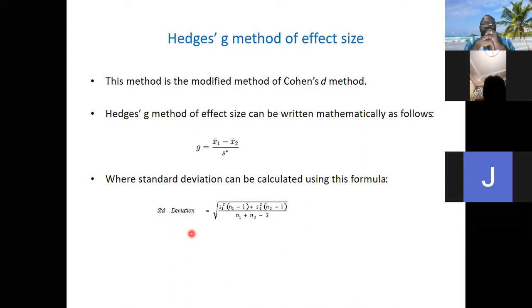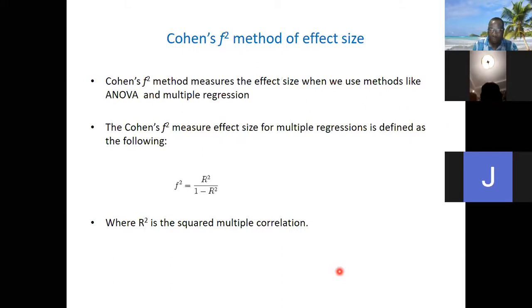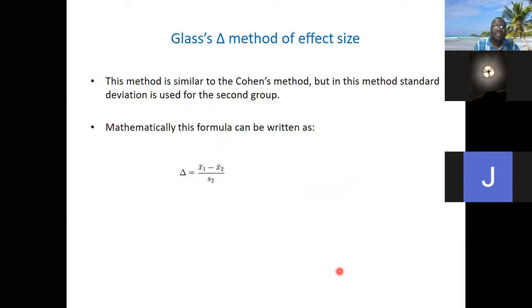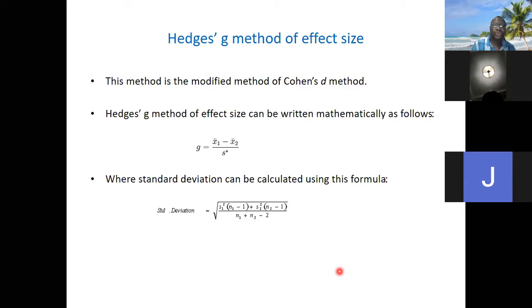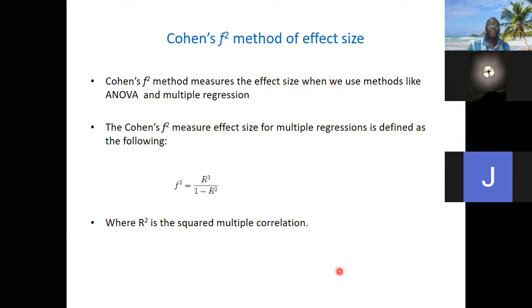Hedges' method can be written mathematically like this, where the standard deviation can be calculated using this formula. This is almost the pooled standard deviation, but in another way, where something else is introduced. It is divided by the degrees of freedom rather than by the total sample size, because you remove 2. That is the degrees of freedom, to make it more accurate. But if you look at it, you get the same thing.